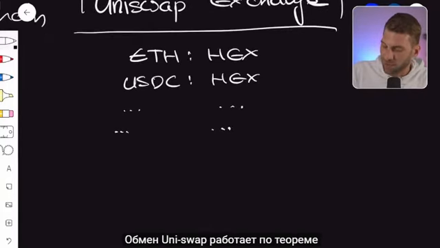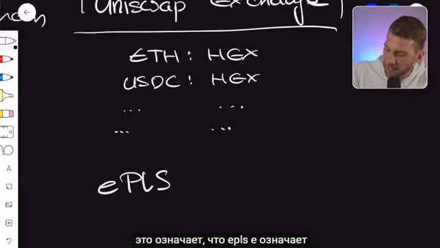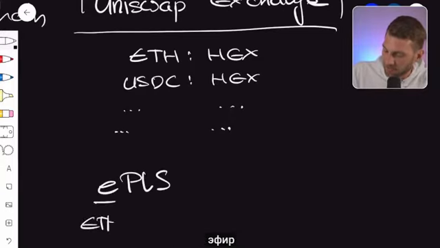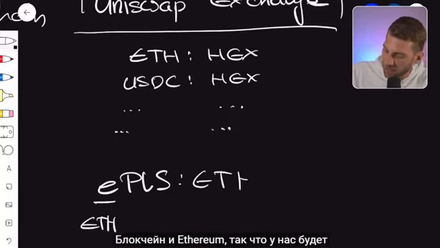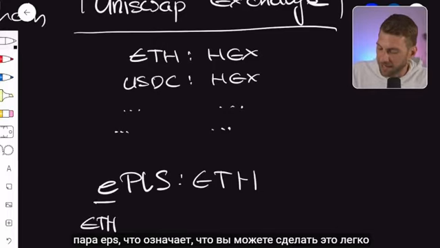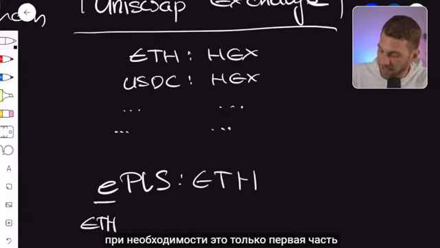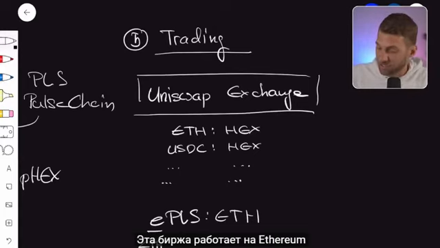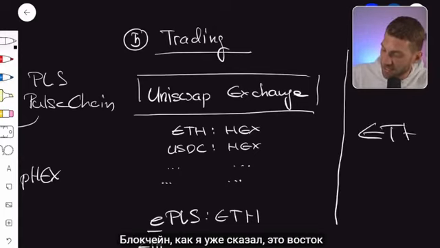So on the Uniswap exchange running on the Ethereum blockchain, we will simply see a new pair which will be called EPLS. E stands for Ethereum, because it's running on the Ethereum blockchain, and then the Ethereum. So we will have an EPLS-ETH pair. This means you can easily trade your PLS tokens into ETH if needed. So this is just the first part. This exchange is running on the Ethereum blockchain. Like I said, this is the ETH blockchain.